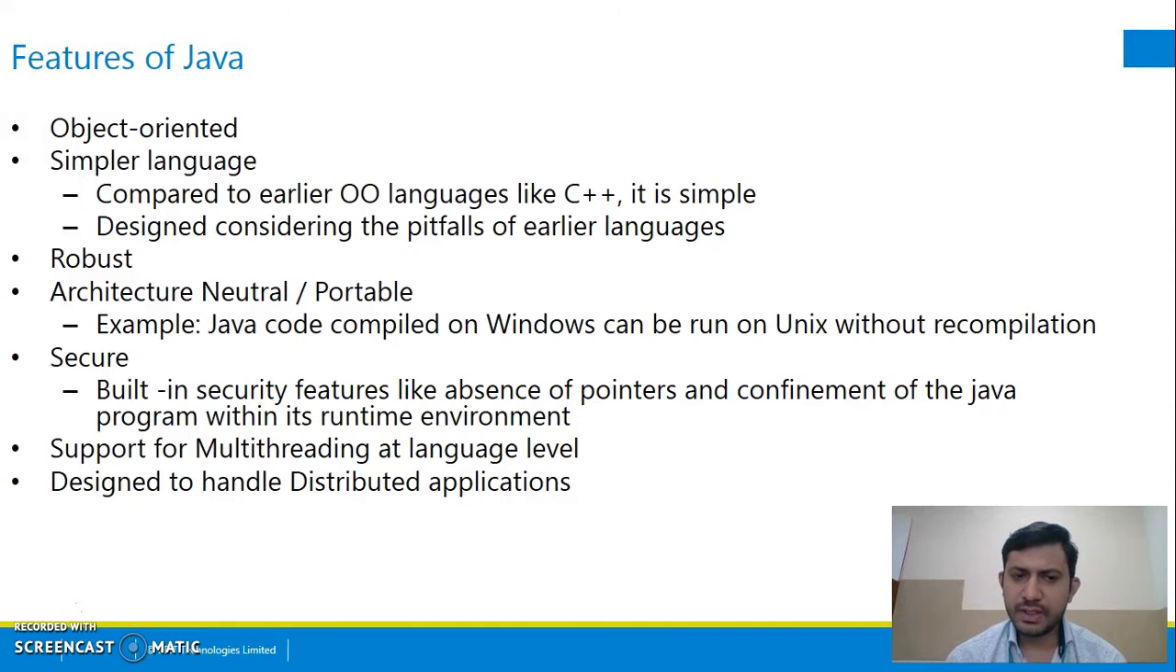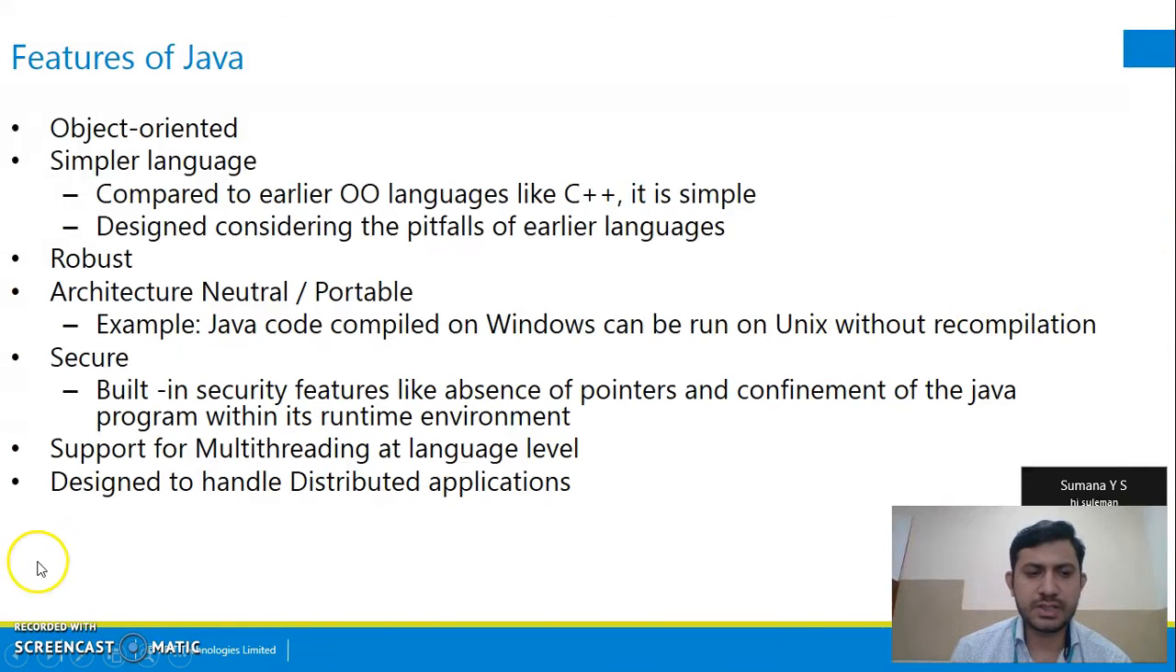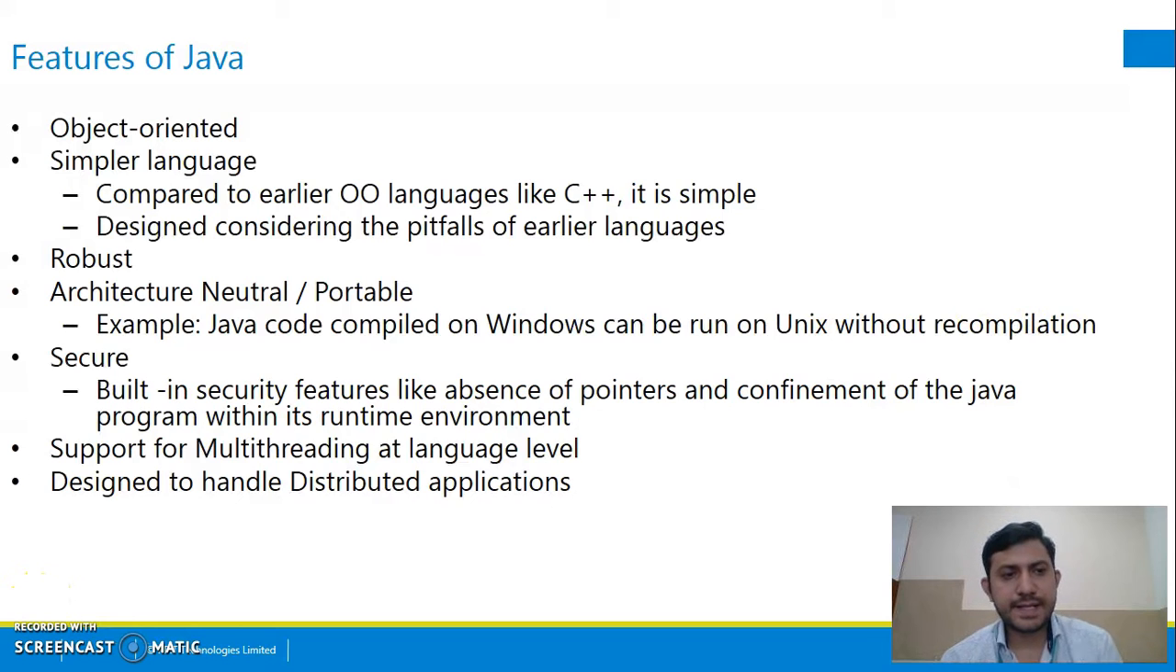And it is also secure because it has built-in security features like absence of pointers and confinement of Java program within its runtime environment. We'll talk about the runtime environment of Java in a while. It has support for multi-threading at language level, and it's also designed to handle distributed applications. Right. So as I told you, the most powerful feature of Java is its platform independent nature.